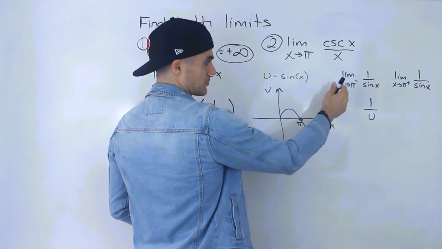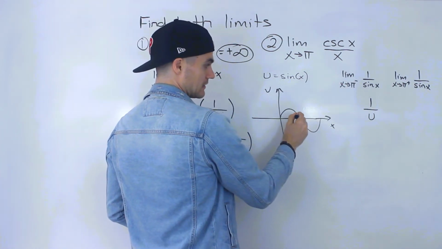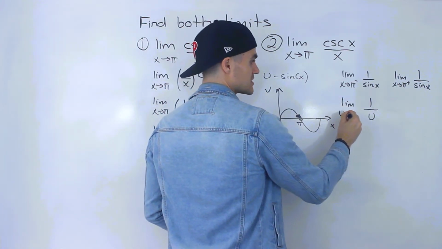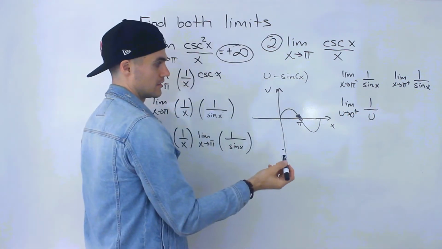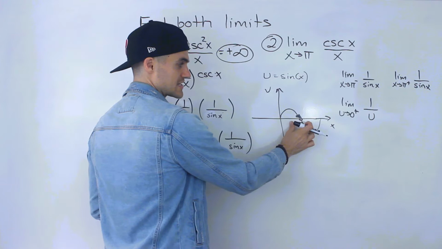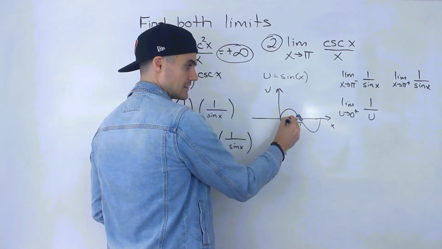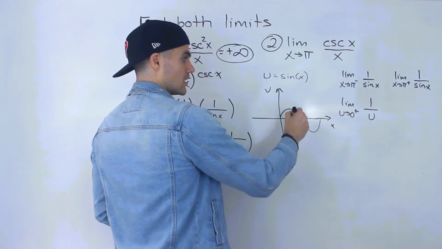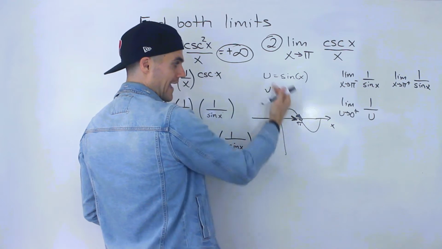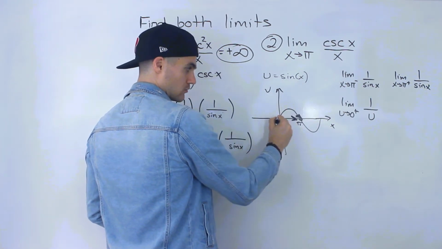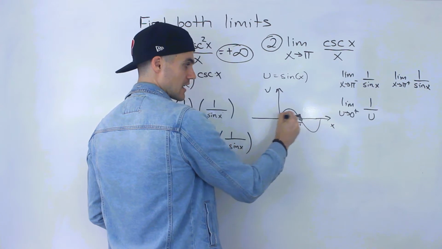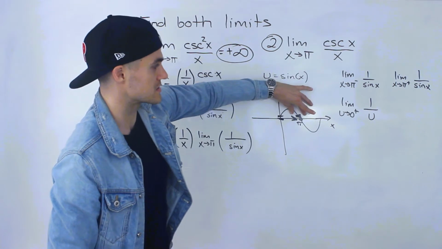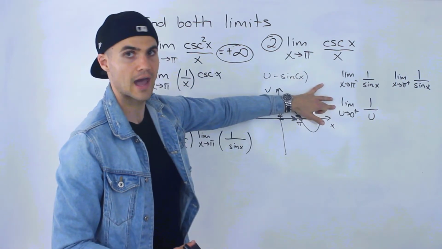And notice the limit as x approaches pi from the negative side, as we mentioned in this example, is the same as the limit where u approaches 0 from the positive side. As we approach this x value of pi from the negative side, along the x-axis, the u values, which is the y-axis in this case, are approaching 0, but from the positive side, from up there. We're approaching 0 where u is positive, right? That's why that change of sign happens.